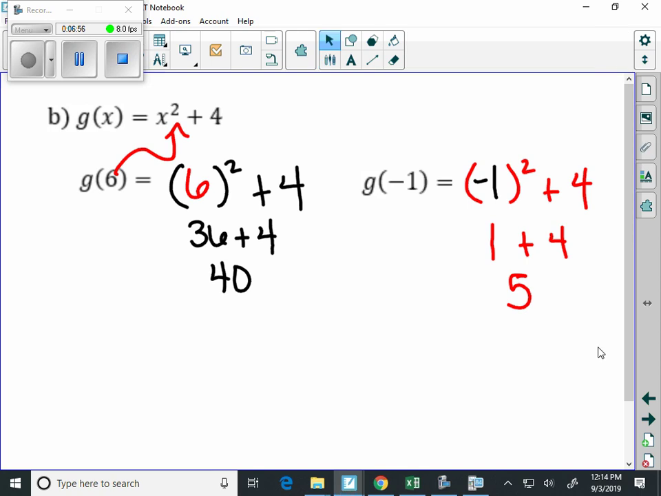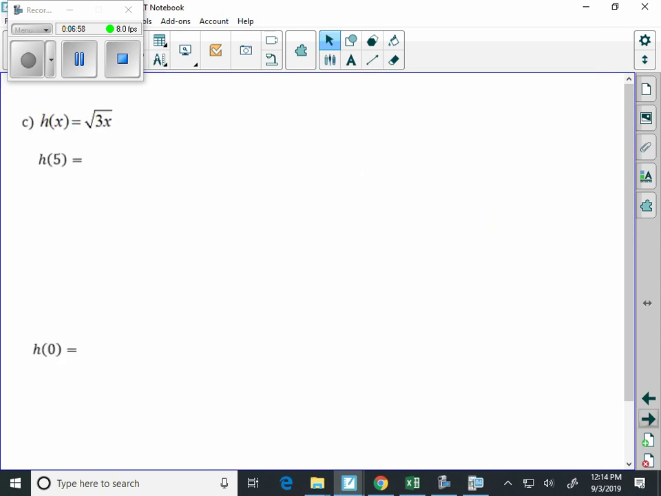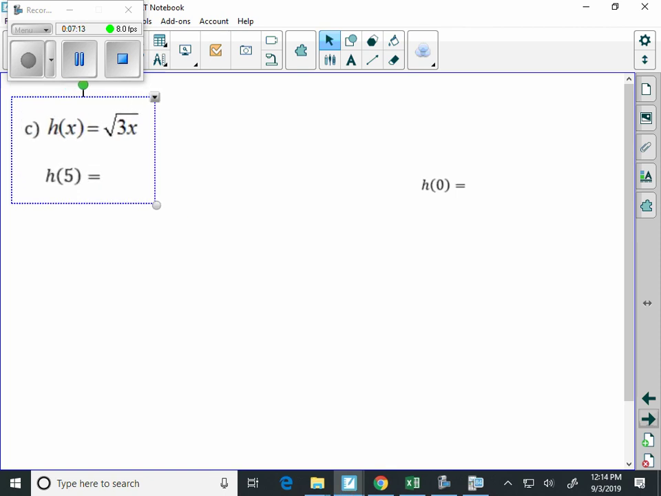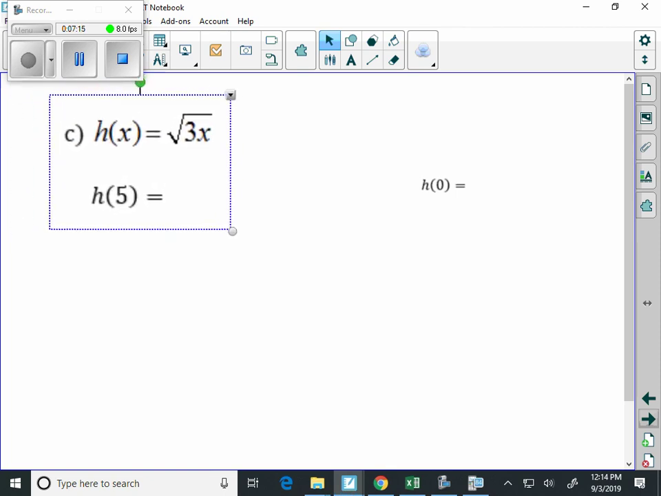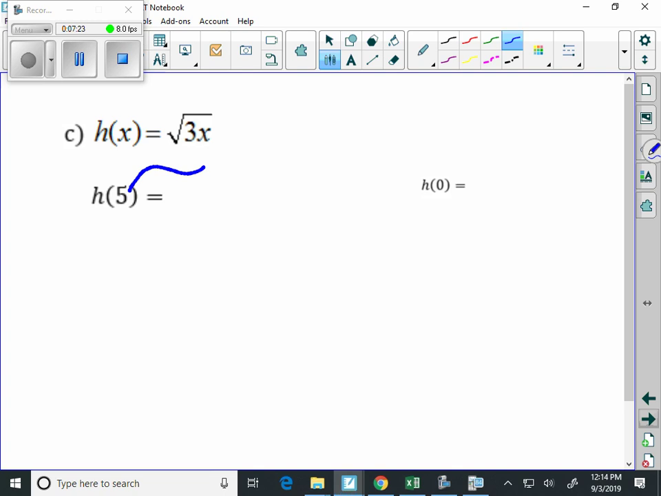Letter C. h of x equals the square root of 3x. And if we look at this one, h of x, once again, it's another way of describing a function, but it's h of 5. 5 is the input. So we're going to put the 5 back into our function wherever we see x.